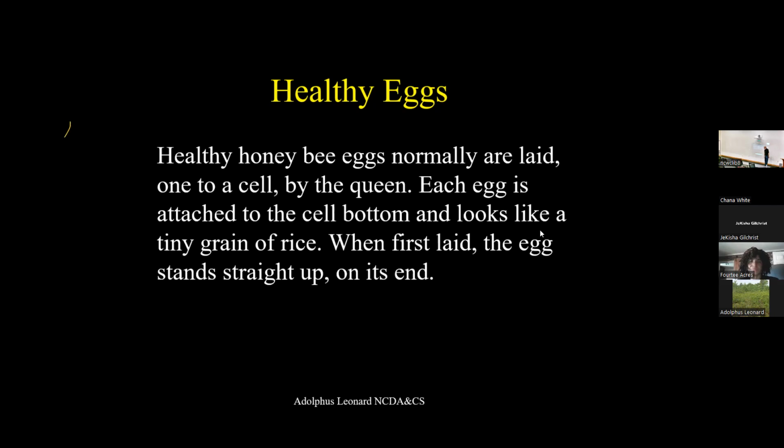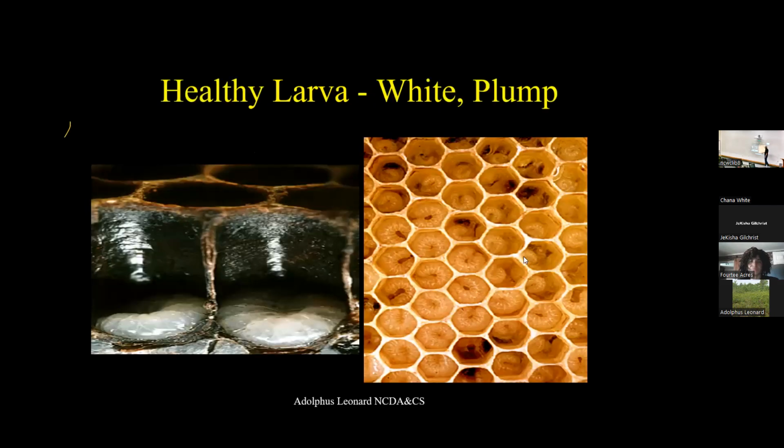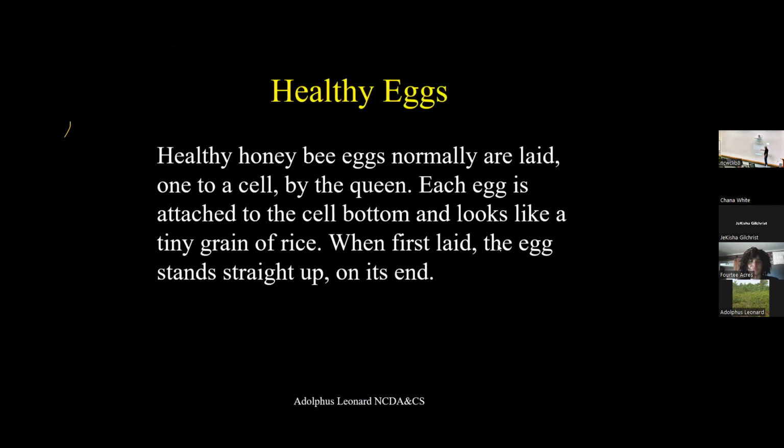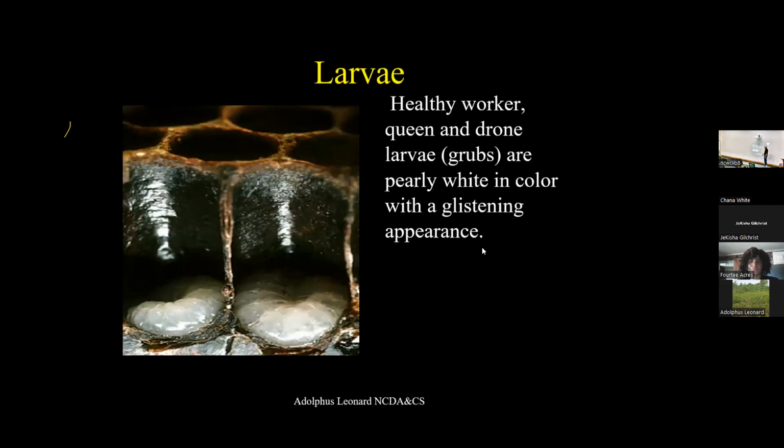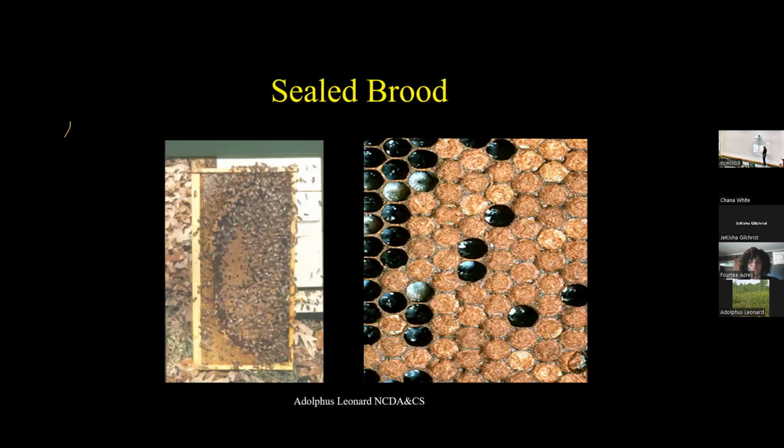Just to summarize what we talked about: an egg looks like a grain of rice when it's first laid, lying at the bottom, and you're looking for one per cell. Here's a sealed frame, after the larva develops and it's time for the cell to be sealed. You've got medium brown cappings, and the top of the cell is convex, not flat, not sunken in. You see occasional missing spots, but not that many. That is a healthy frame of brood.